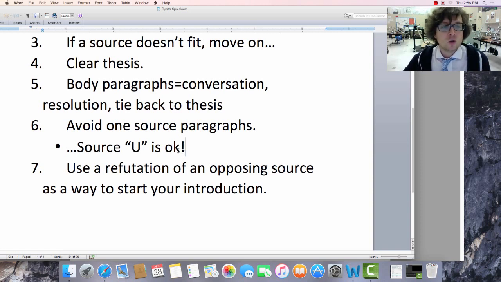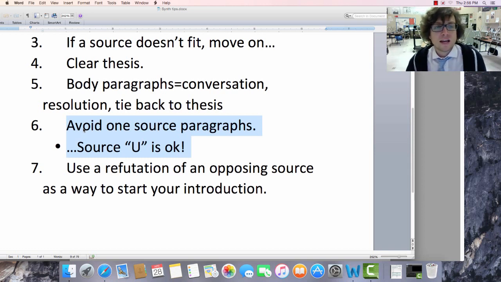In general, you just want to avoid one-source paragraphs, and this is good advice for everybody. It's hard to avoid summarizing on the synthesis essay, but you need to avoid summarizing. It's one of the specific things they want to see you not do, is not just say, here's what this source said, but rather to use that source. So if you have a paragraph with just one source, the danger is there.